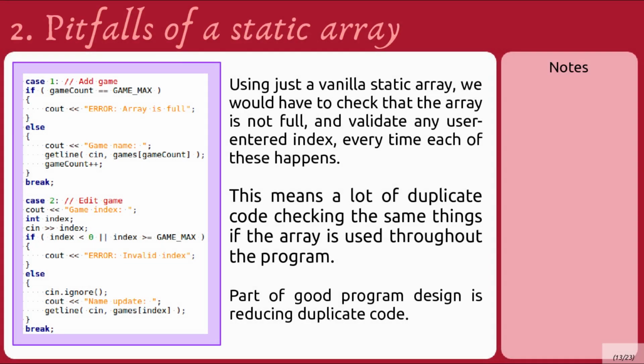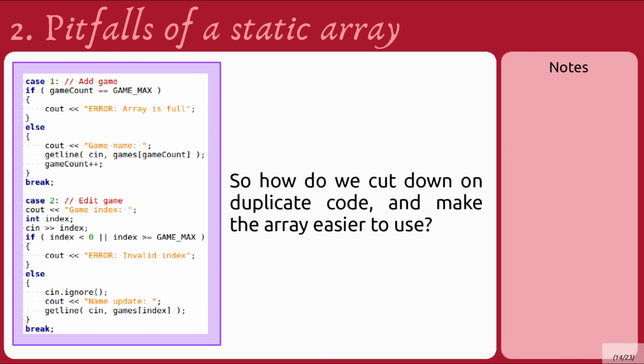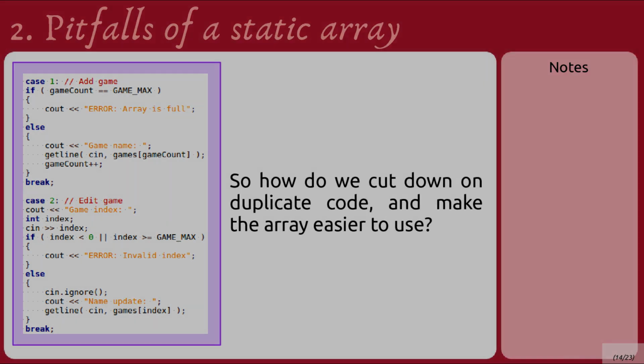So using just a vanilla static array, we would have to check that the array is not full and validate any user-entered index every time any of these things happens. This means if we're using this array a lot, we're going to have a lot of duplicate code for the same types of error checking. Part of good program design is reducing duplicate code. So how do we cut down on duplicate code and make the array easier to use?